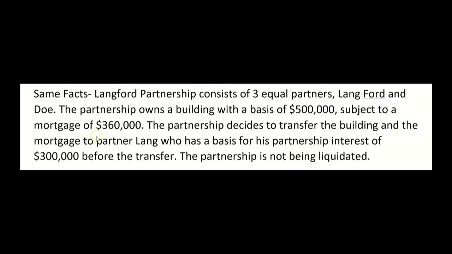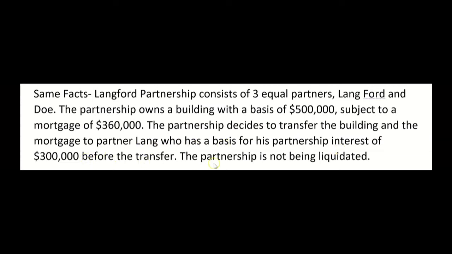All right, same facts. Let's see what they want this time. Langford Partnership consists of 3 equal partners, Lang, Ford, and Doe. The partnership owns a building with a basis of $500,000 again, subject to a mortgage of $360,000 again. So everything's the same. The partnership decides to transfer the building and the mortgage to partner Lang, who has a basis for his partnership interest of $300,000 before the transfer.